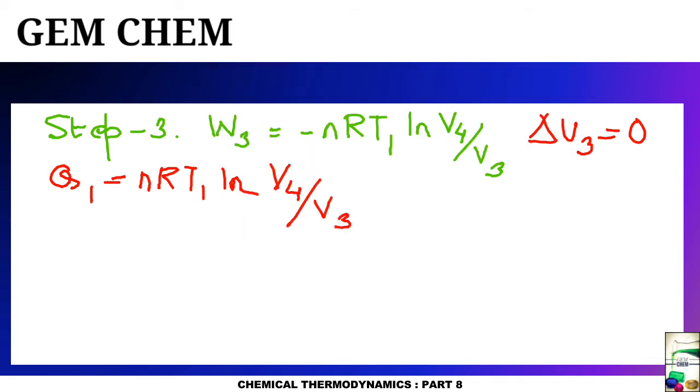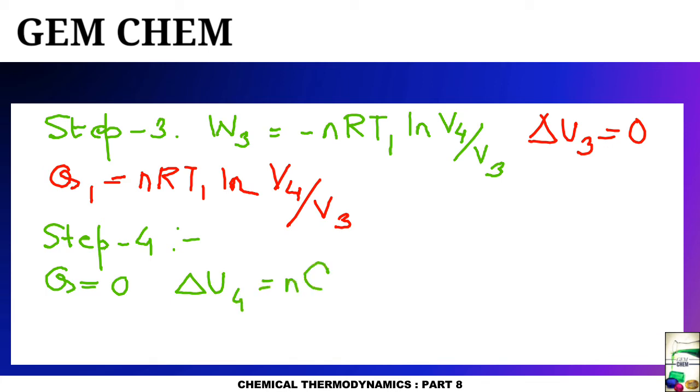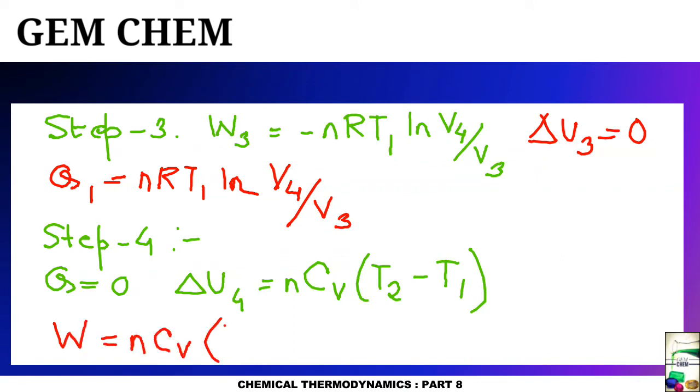For step 4, we get again Q equal to 0. Delta U4 is nCV (T2 minus T1). Here the final temperature is T2. So we get W equals nCV (T2 minus T1).